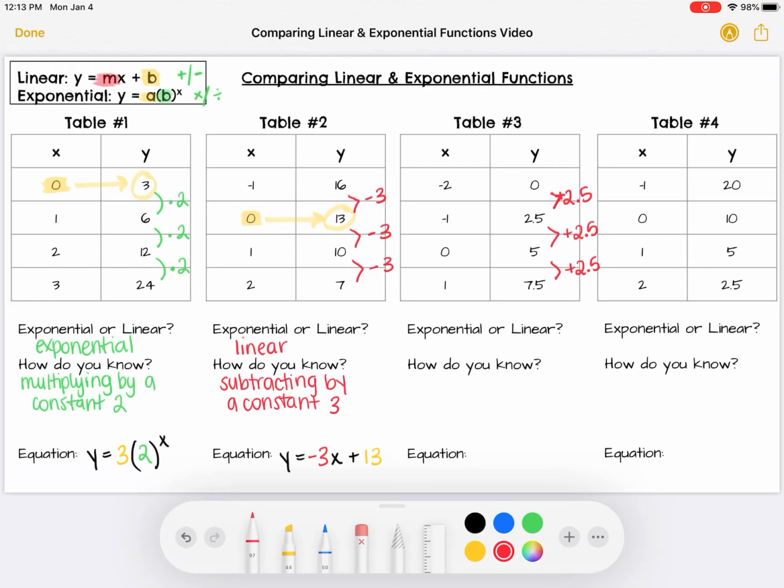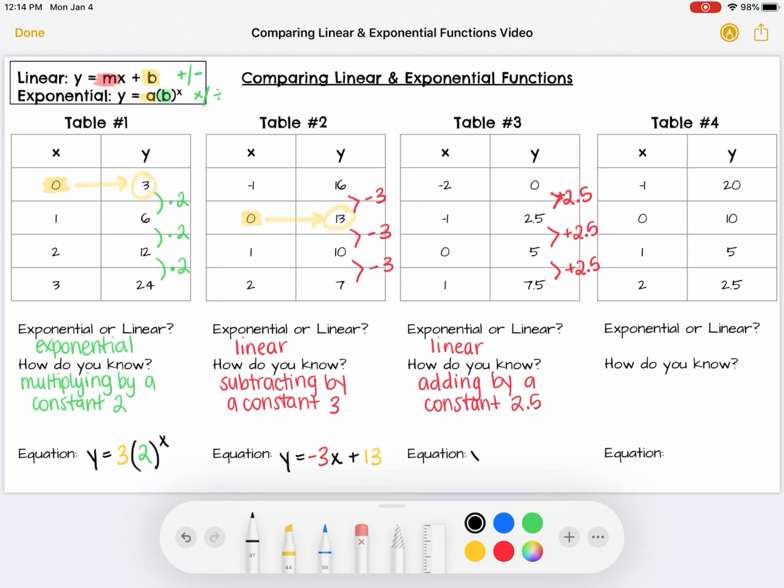So I do see that my pattern here is addition. So addition, again, means that it is a linear pattern. And we know that because it's adding by a constant 2.5. Now we're going to use that same format, y equals mx plus b, for our equation.